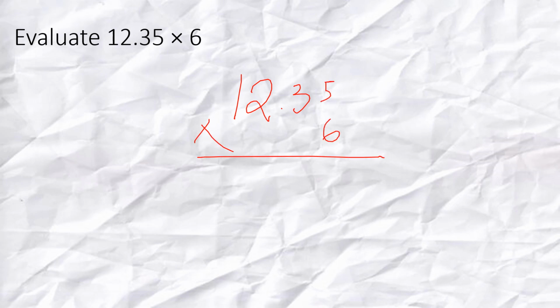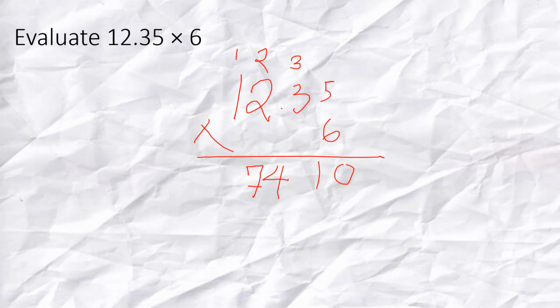Let's have another example. Evaluate 12.35 times 6. So we multiply 12.35 by 6. 6 times 5 is 30, regroup 3. 6 times 3 is 18, plus 3 is 21. 6 times 2 is 12, plus 2 is 14, regroup 1. 6 times 1 is 6, plus 1 is 7.